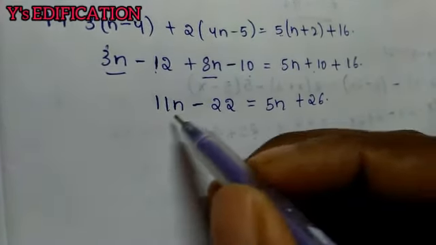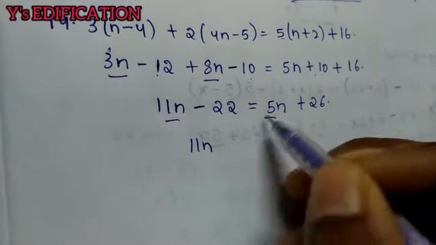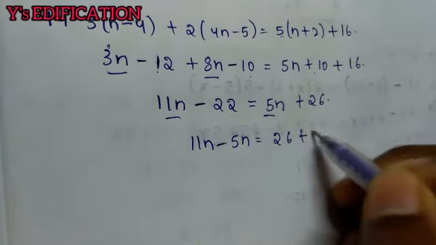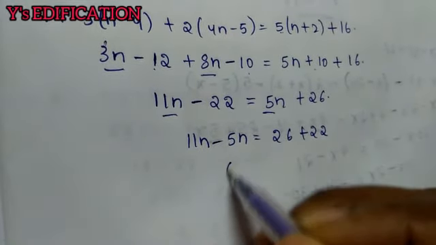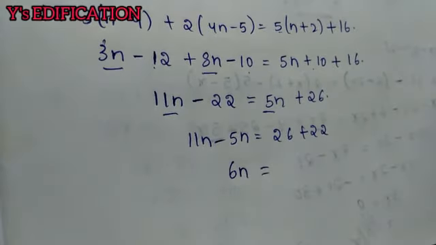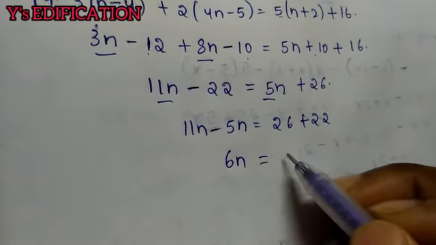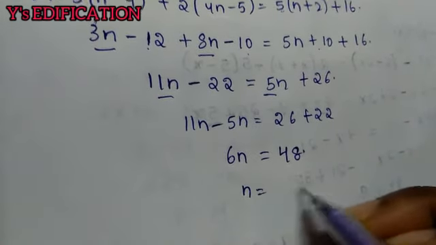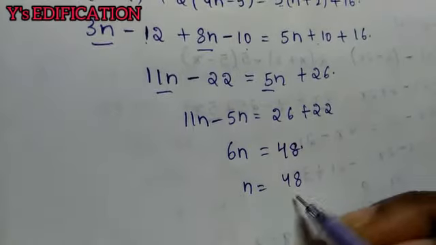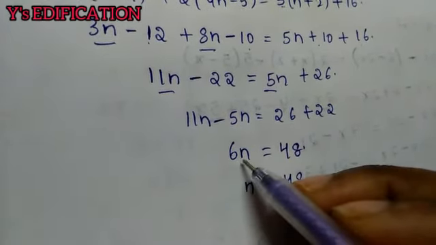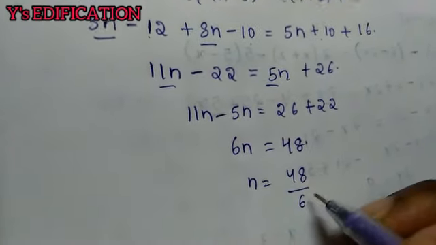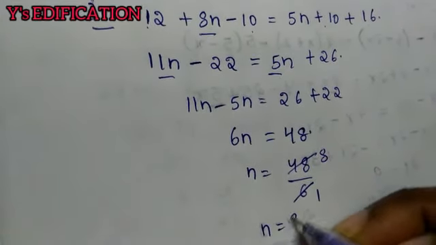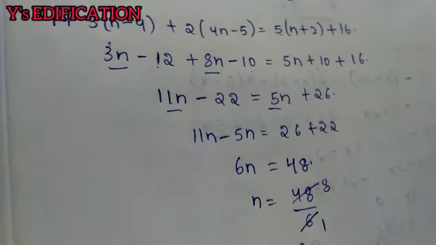Okay. Now write the variables on one side. 11n, and it will become minus 5n is equal to, this is 26 and this is plus 22. So what is 11 minus 5? 6n is equal to 26 plus 22 is 48. We want the n value. So n is equal to 48 by 6 when we transpose. This is a multiplication, so it will become division when we transpose it to the other side. So 6 into 1, 6 into 8. So what is the value of n here? n value is 8. Okay.